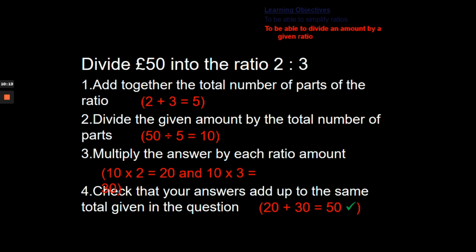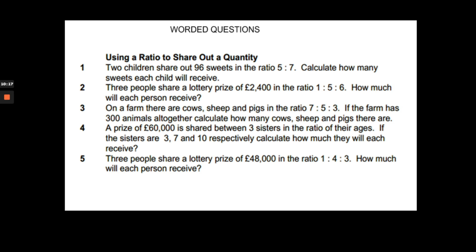So there's an example with a question at the top that we've just done. So what I'd like you to do, I'd like you to give these 5 questions a try. So these are a bit more worded, but you do exactly the same thing. So 2 children share out 96 sweets in the ratio of 5 to 7. Calculate how many sweets each child will receive. So you use the steps.